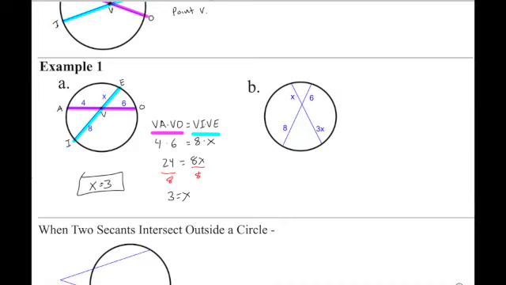In the next example, we have to do the same process. We're going to label it, and then we're going to set up our equation and solve it. So go ahead and do that. Notice it doesn't matter which way you label it as long as AO is one of the segments and IE is the other one. Plug stuff in and solve.